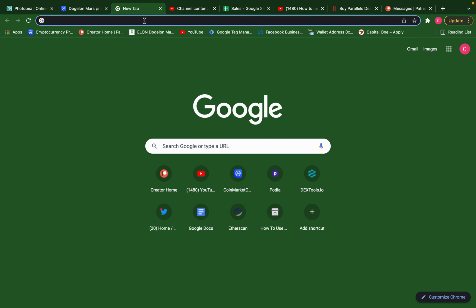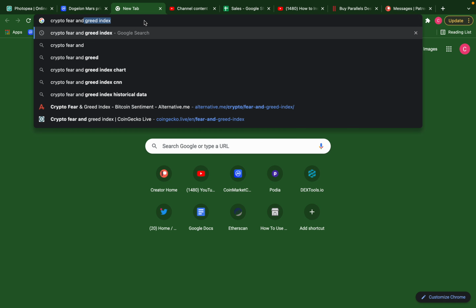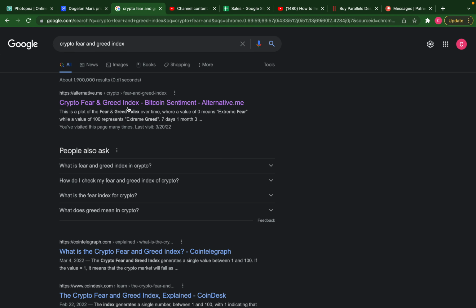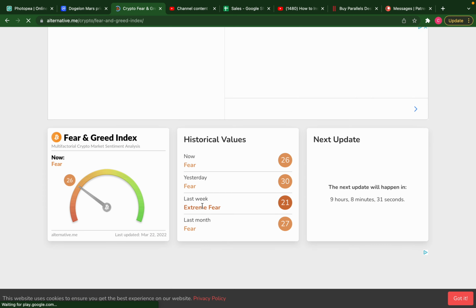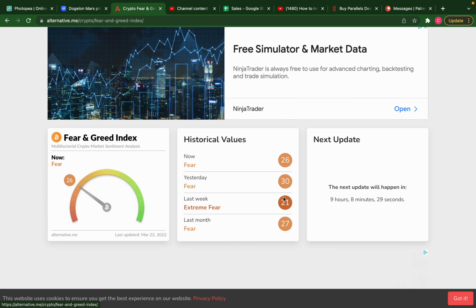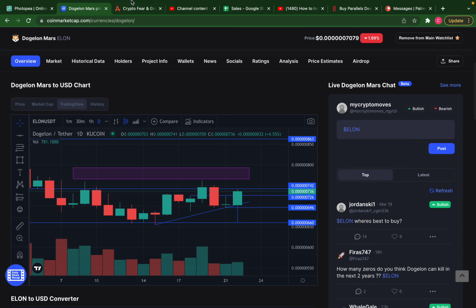Crypto fear and greed index. We should definitely be more up towards the neutral states here. Yeah, we are heading up. Yesterday was at the 30 levels. We have moved up 4 points towards the 0 level, or down, I guess you would say. So yes, that means that the sentiment is changing.